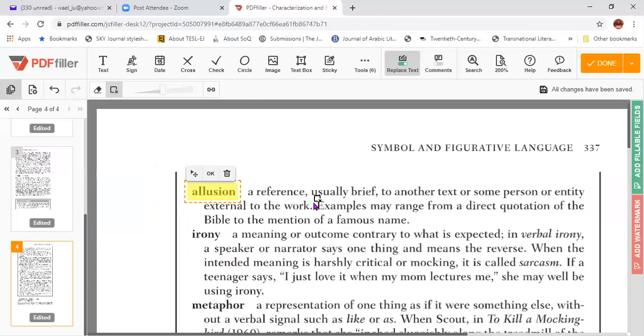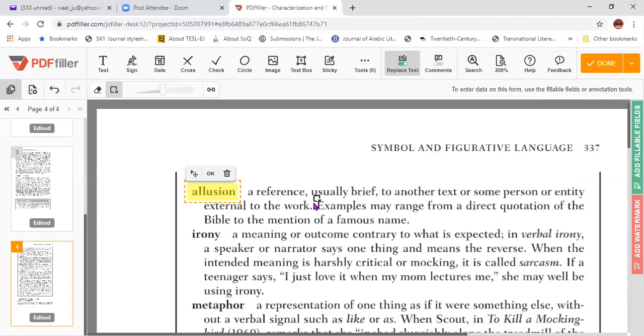So allusion simply, when you read a literary work, for example, let's say, "A Story of an Hour," the short story that we read, and then you have a quotation from the Bible. This quotation from the Bible in this story is called allusion, a reference. Or you may find something that refers to the Quran. Quran is an allusion if you find it in any literary work.